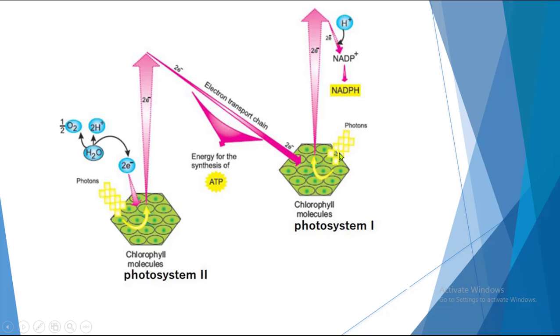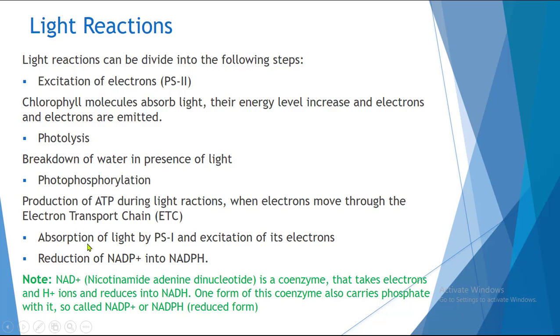So the electrons of photosystem 1 also move to a short electron transport chain. It comprises only one or two molecules. So they finally reach a molecule which is known as NADP, and they form NADPH. Let's see what NADP is.